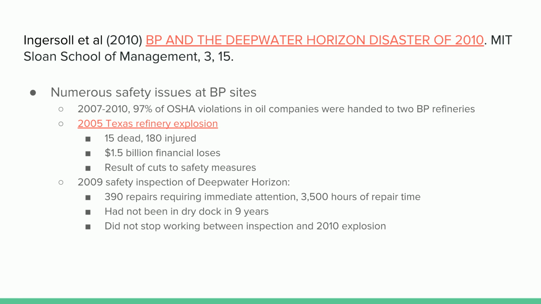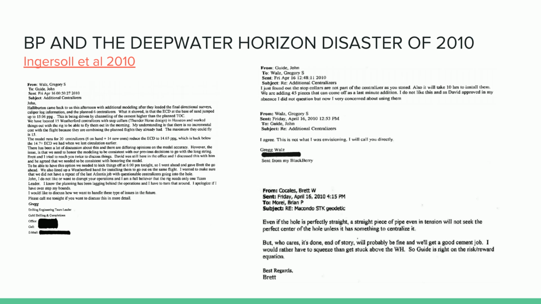But these issues didn't get taken care of, and the Deepwater Horizon ends up exploding in 2010. And as I said, this was mostly the result of the pipe not being properly centralized. The really interesting thing, I think, from the Ingersoll articles is that they pull up the emails between various important decision makers in the process, including the engineers, the technical evaluators, and the managers, for how this decision got made. So they actually have the emails where the decision was made and the implications that has for what ends up happening.